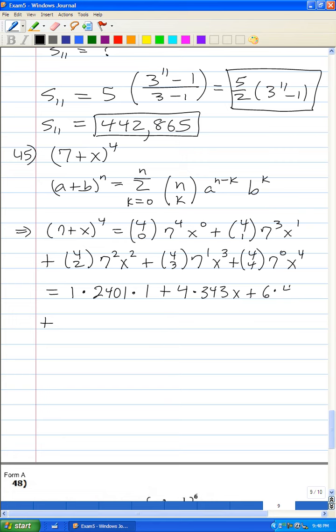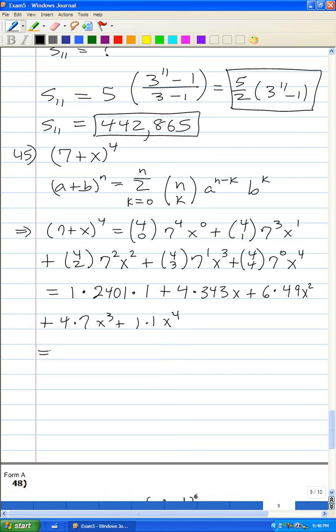7 squared is 49. 4 choose 3 is 4. 7 to the first is 7. 4 choose 4 is 1. 7 to the 0 is 1. X to the 4th. Okay, so this is equal to, let's multiply this out.